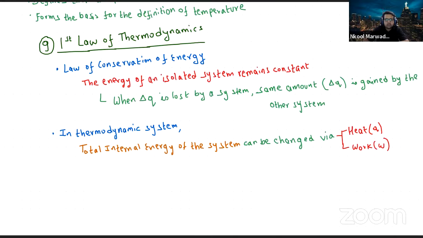So, from this, we get the mathematical definition of the first law of thermodynamics. U is the internal energy, delta U is the change in total internal energy of the system. It is equal to Q plus W.